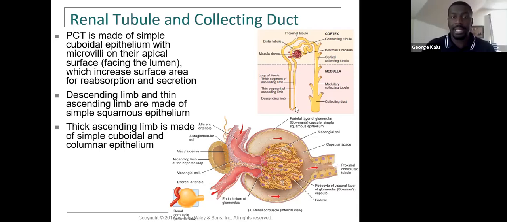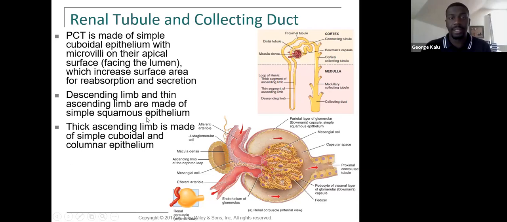In the descending limb and the thin ascending limb, again, we're going to have simple squamous epithelium. And then in the thick ascending limb of the loop of Henle, we're going to have simple cuboidal or simple columnar epithelium, which is why it becomes thick instead of thin. All right, so that's those guys there.